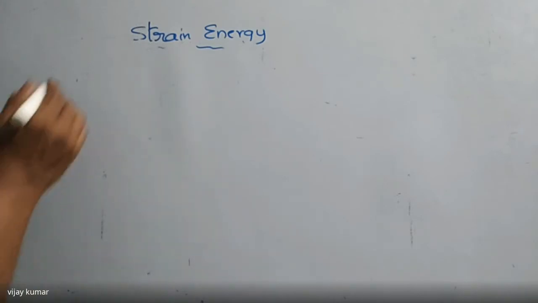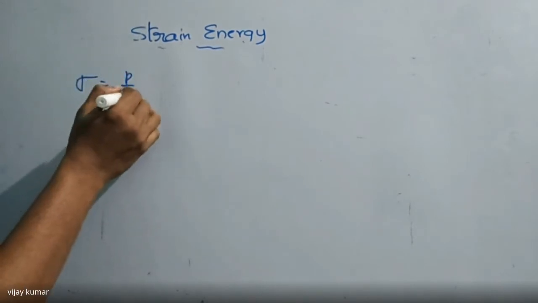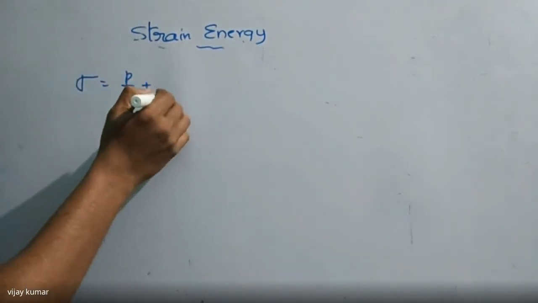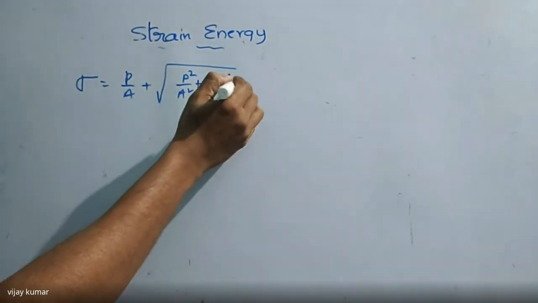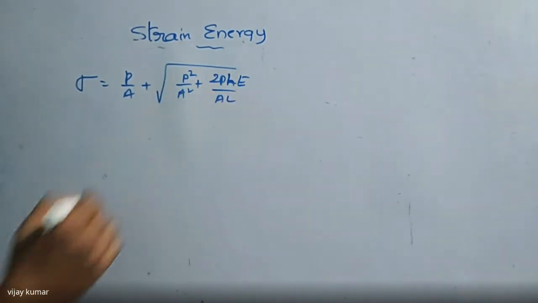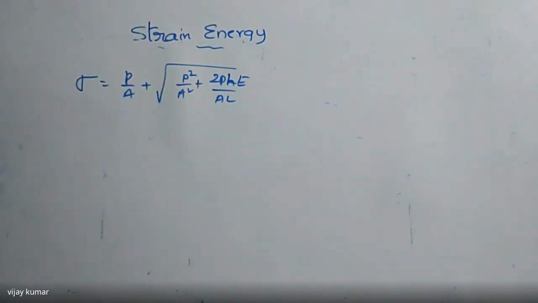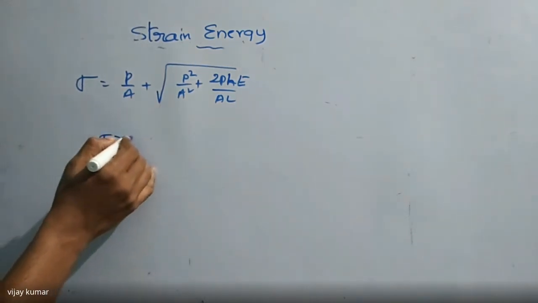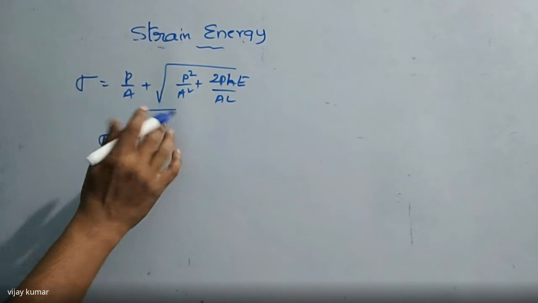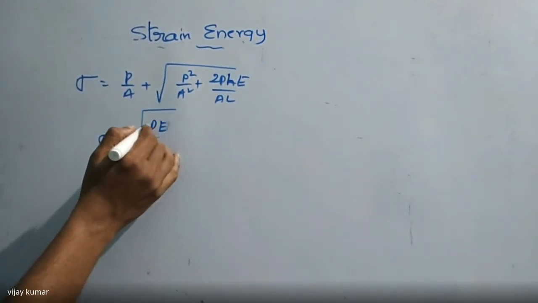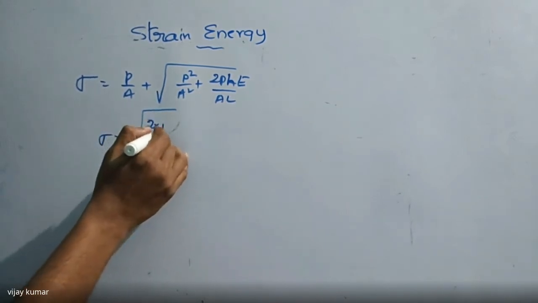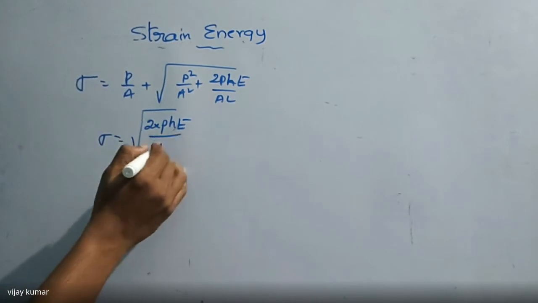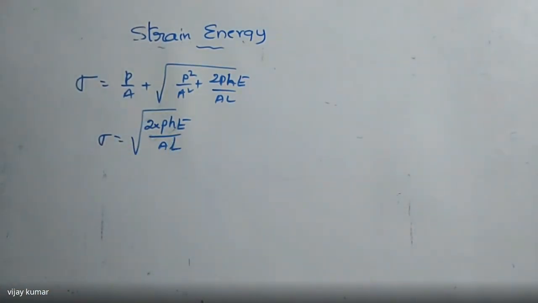So listen carefully. We are getting the formula sigma is equal to P by A plus or minus square root of P square by A square plus 2 into P into H into E divided by area into L. When delta L is very, very small, then the stress is equal to square root of 2 into P into H into E divided by area into L. So that is the value of sigma.